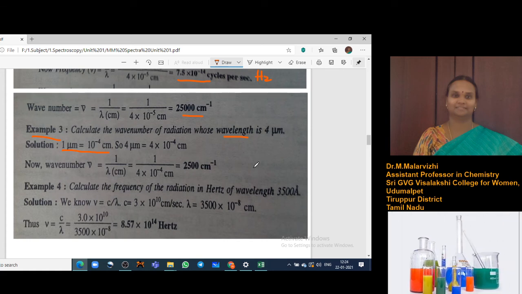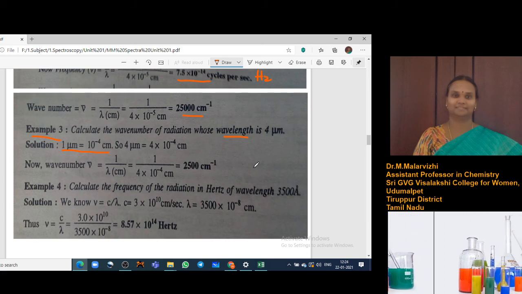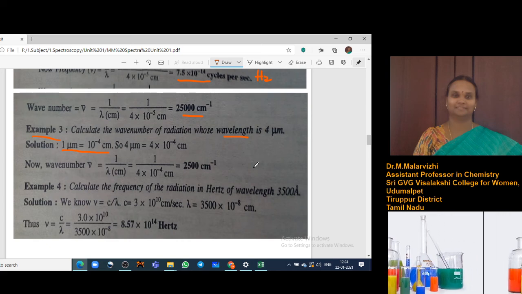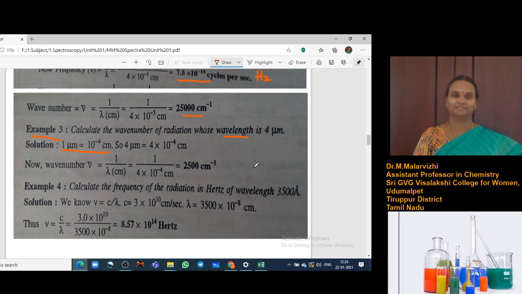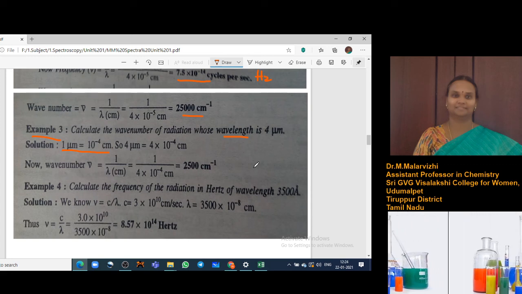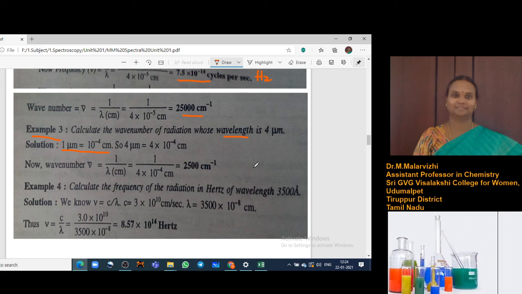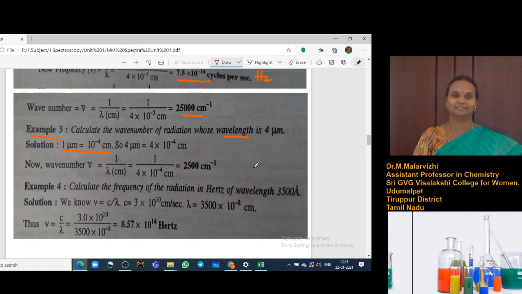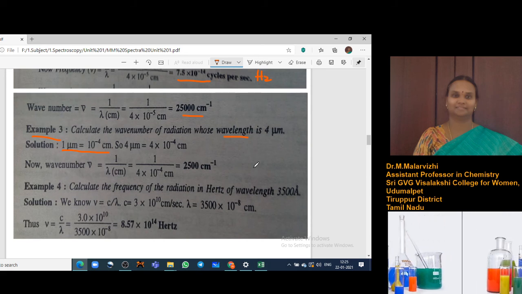Now come to example 4. They are asking to calculate the frequency, given the wavelength. So what is the relation between frequency and wavelength? Just remember that velocity is equal to frequency into wavelength, so frequency is equal to c by lambda. I told you to always have wavelength in centimeter. It will be easier for us, a convenient unit. So always try to get wavelength in centimeter, and wave number in centimeter inverse.